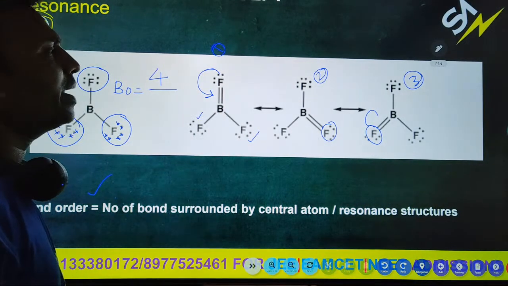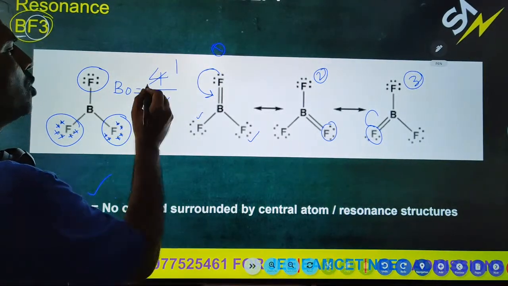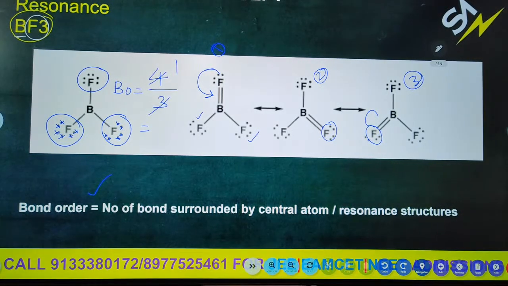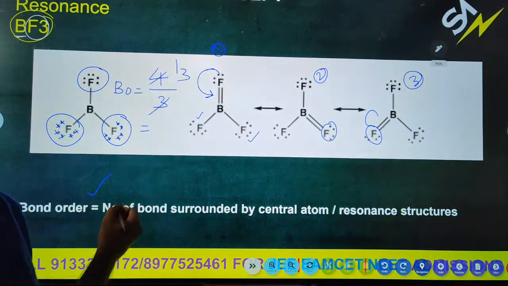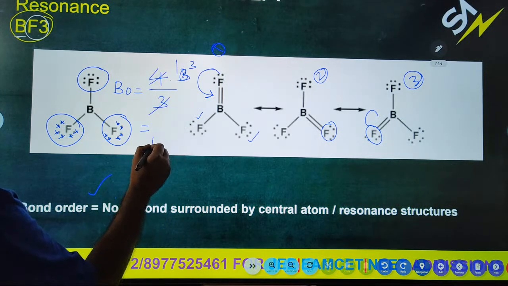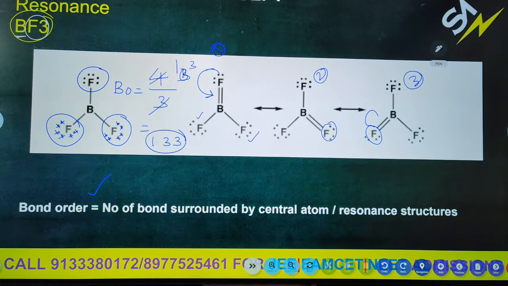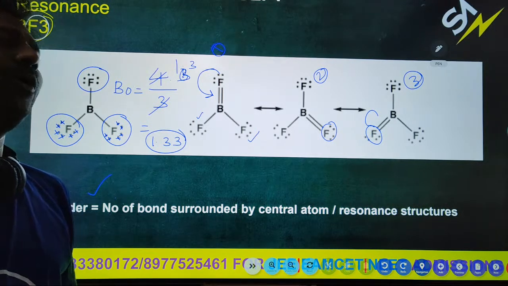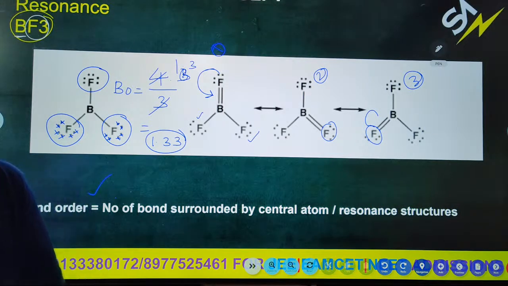Now next, how many resonance structures? 3. Yes. 3 bonds are 3. What about the remaining one? Remaining is 1. Then again, 3 3s are 9. So how much here? 1.3, again 3. Then the bond order of boron trifluoride is 1.33. Yes, it is a 1.33 bond order of boron trifluoride. Clear?